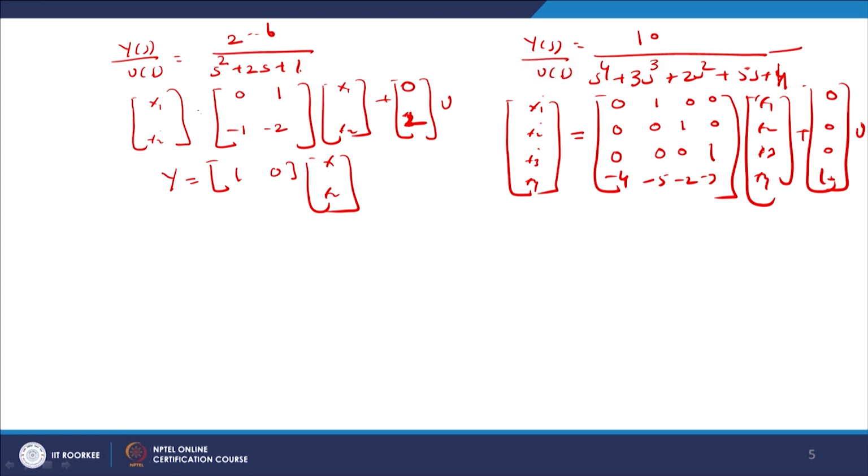into u, and the output is the same, output equals 1 0 0 0 times x plus 0 into u, because D is 0. So, this is the representation of any system in a state space model. Now, what do we have to do here?